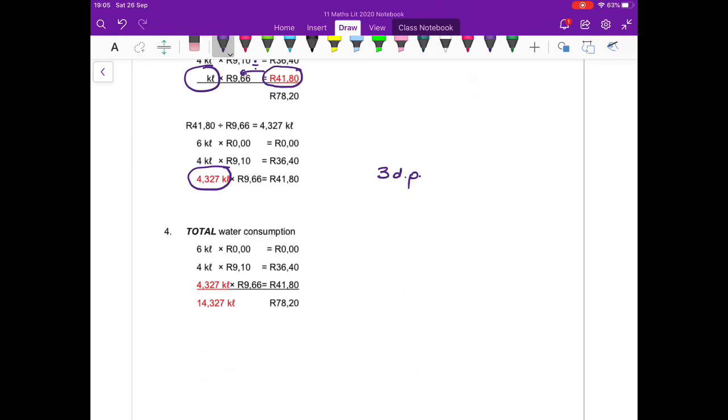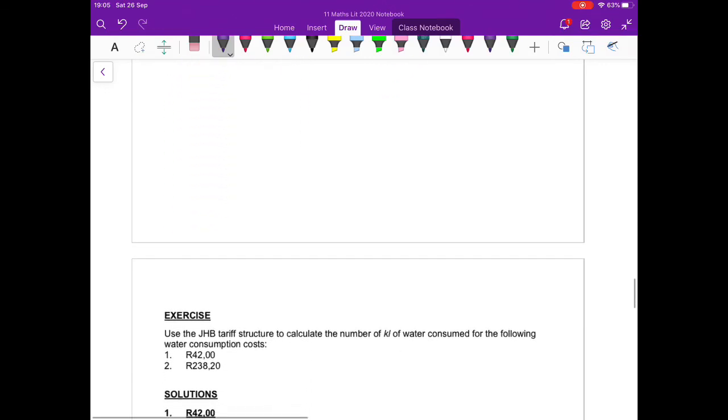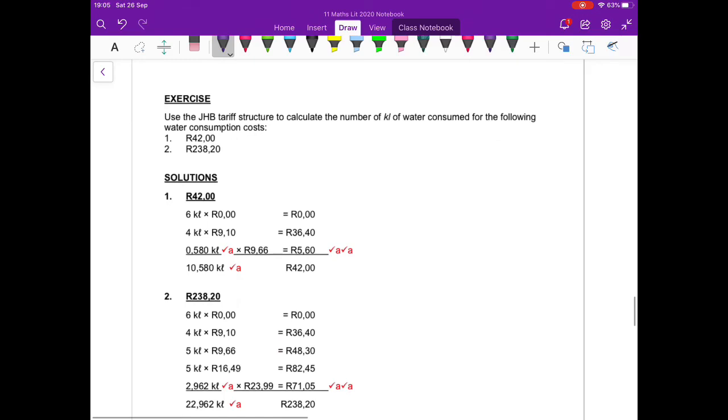Now you will see why I said you need to include the total that cost us nothing, because it now features in our calculation. If I add these together, I will get my total water consumption, which is 14.327 kiloliters. I couldn't find practice in your textbook, so what I've added here is an exercise. Go and calculate the water consumption for that amount of money, and I've included the solutions underneath.